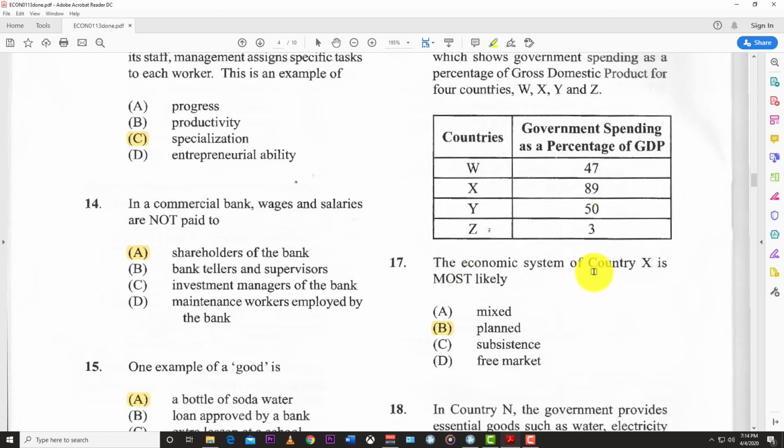The economic system of country X is most likely, and the best answer is planned, because in the planned economy, government spending as a percentage of GDP is very high. They are the ones who control almost all of the economic activities in the country.